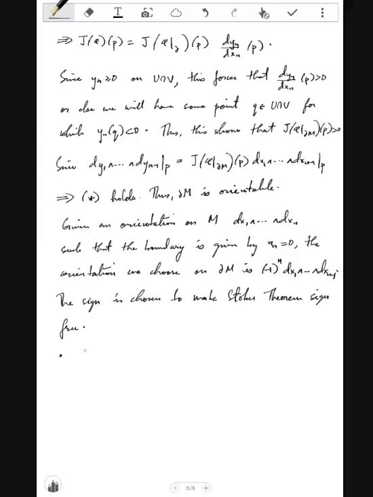So we have defined what is a manifold with boundary, and if M minus the boundary is orientable, we have described how to give an orientation to the boundary. And there's one more thing we need. What is a smooth form on a manifold with boundary?